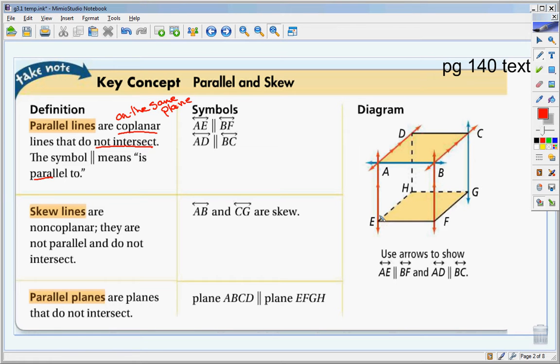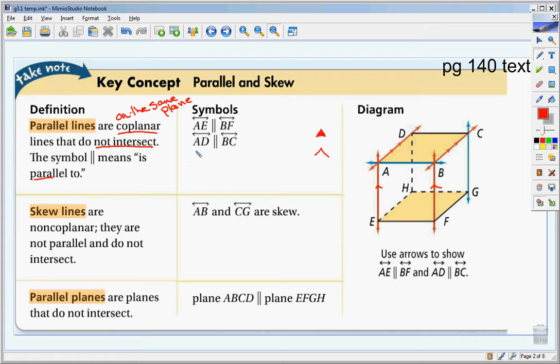It says AE is parallel to BF, and if you'll notice, they've put a little arrow on it. Does everybody see the little arrow on the line? Sometimes you'll see them as a filled-in arrow, like this, and sometimes you'll see an arrow like this. It depends on the notation, the way the book company actually does it.